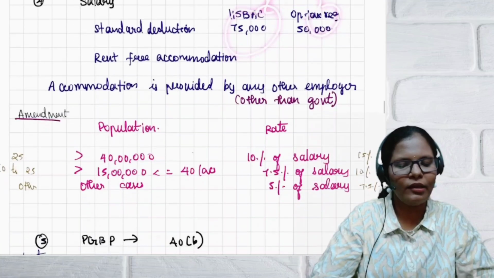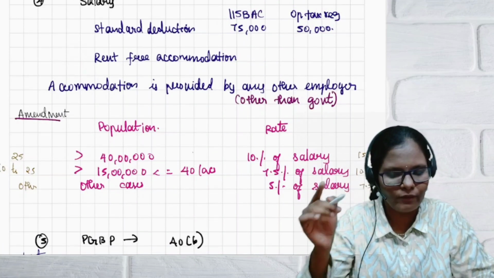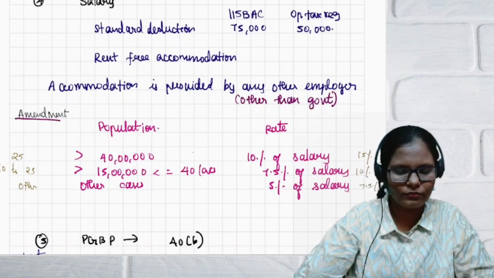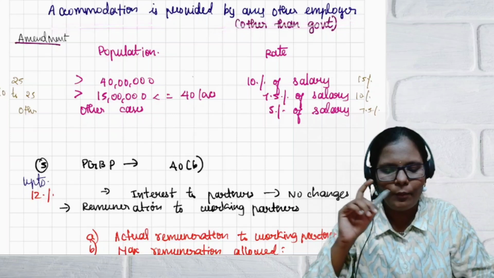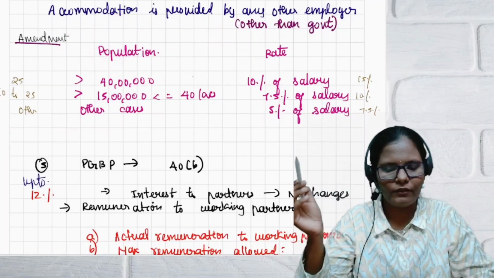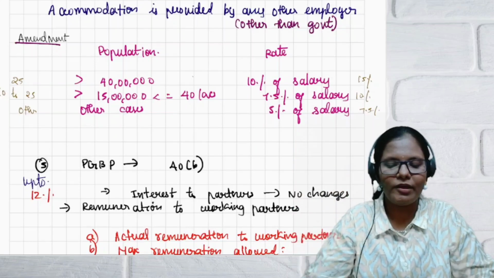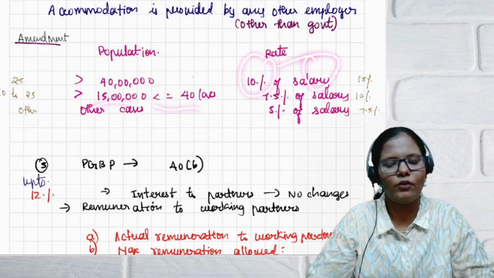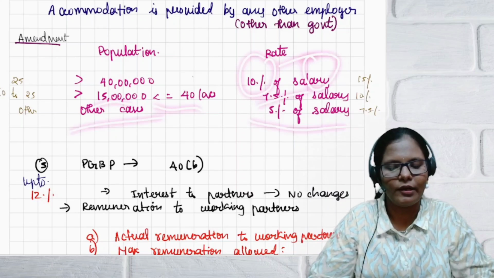Then the second amendment in salary is rent free accommodation. If accommodation is provided by any employer other than the government, then the rate will depend on population. If a person is living in a city where the population is more than 40 lakh, then the rate will be 10% of salary. More than 15 lakh, up to 40 lakh, 7.5% of salary. In other cases, 5% of salary.